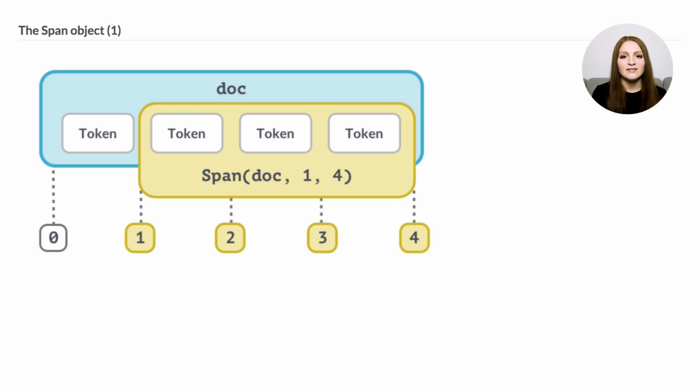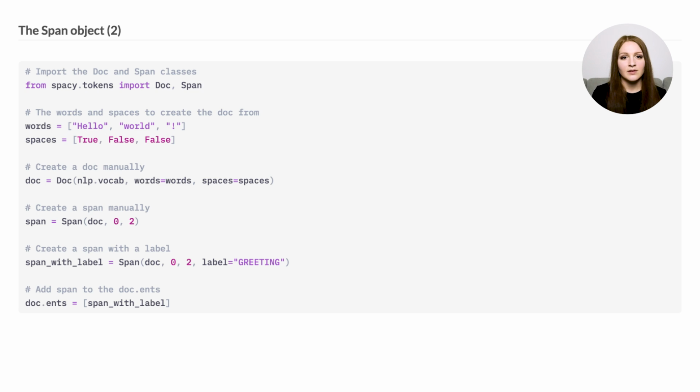A span is a slice of a doc consisting of 1 or more tokens. The span takes at least 3 arguments: the doc it refers to and the start and end index of the span. Remember that the end index is exclusive. To create a span manually, we can also import the class from spacy.tokens. We can then instantiate it with a doc and the span's start and end index, and an optional label argument. The doc.ents are writable, so we can add entities manually by overwriting it with a list of spans.